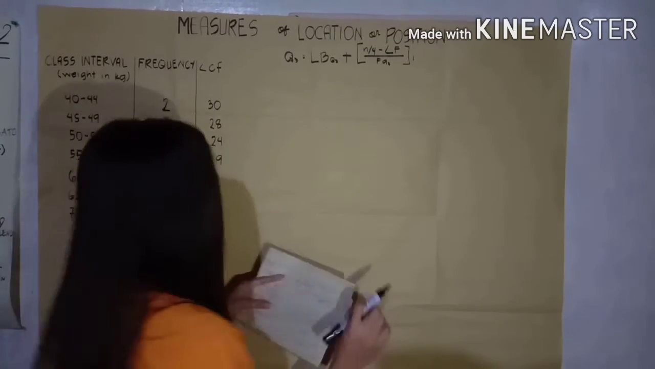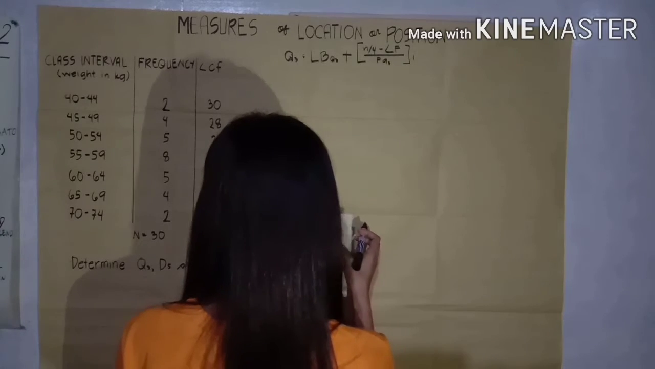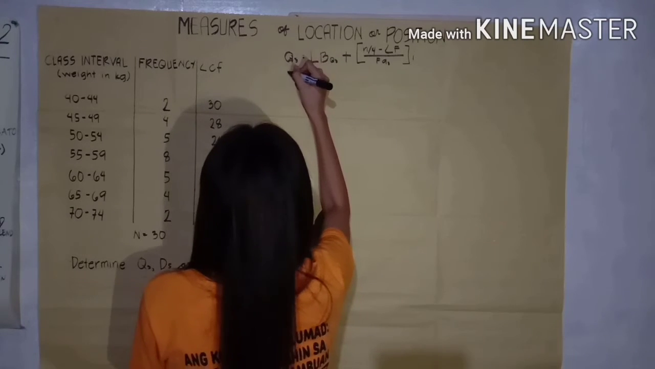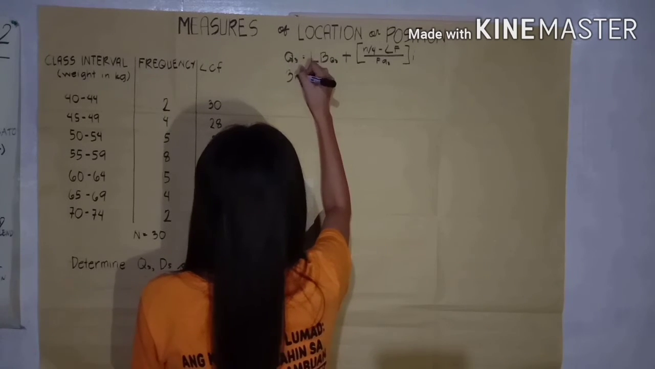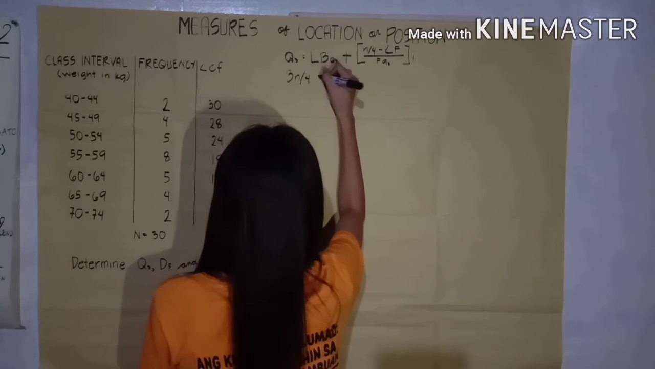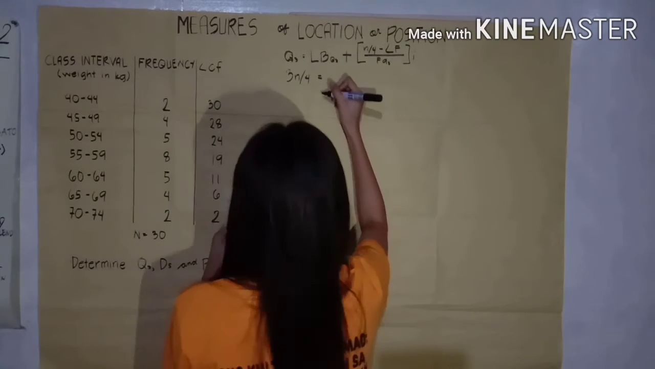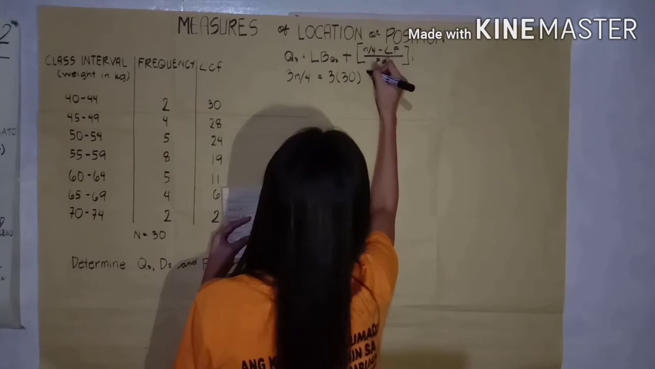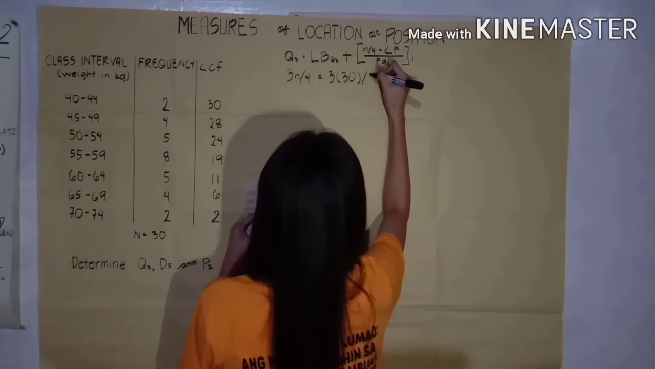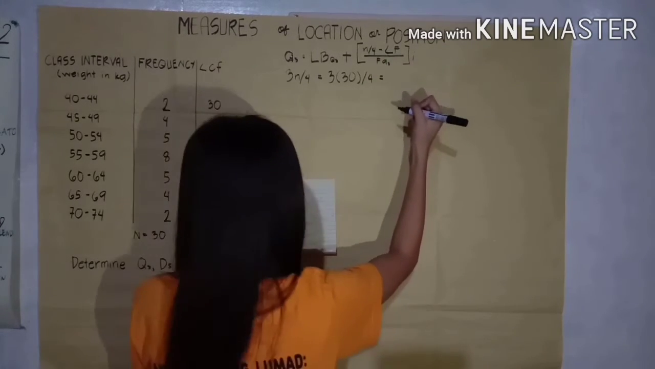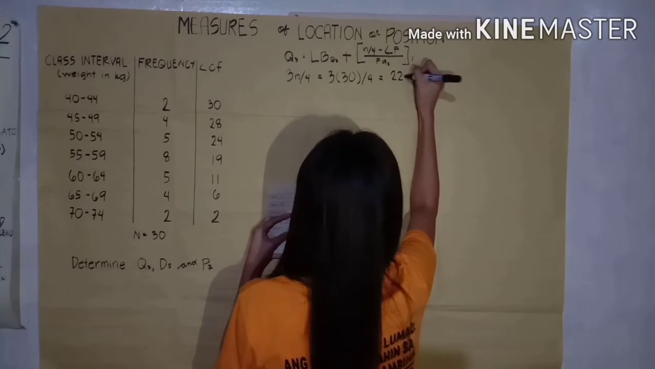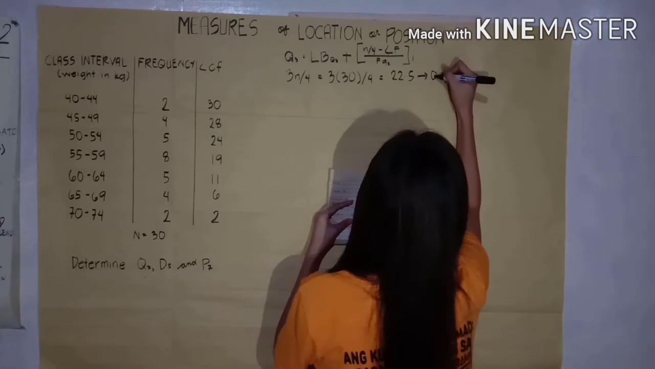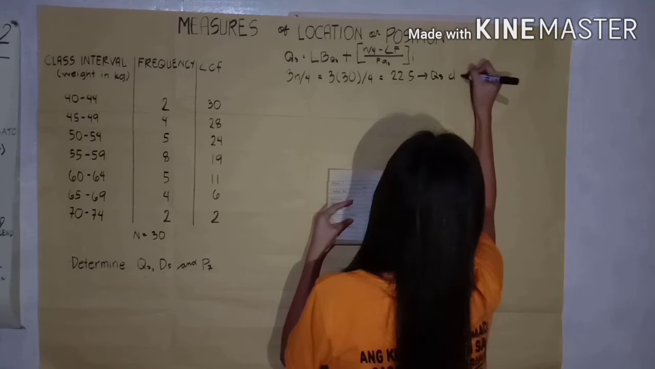So next, we need to solve for the Q3 class. So we have 3n divided by 4 is equal to 3 times 30 divided by 4. So we have 22.5. So this is our Q3 class.